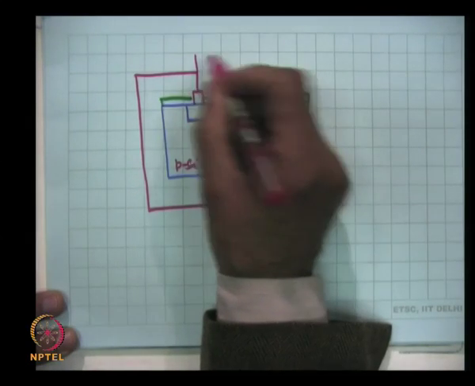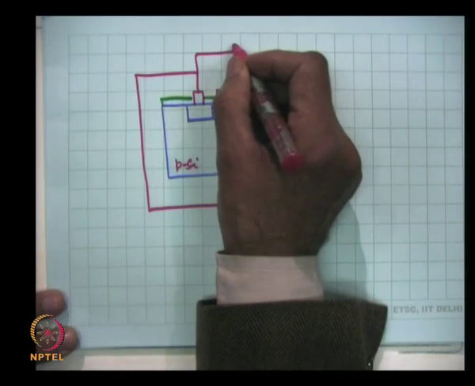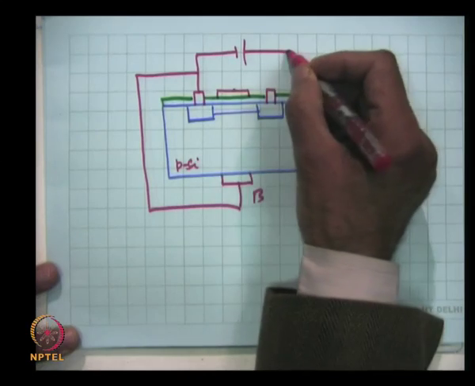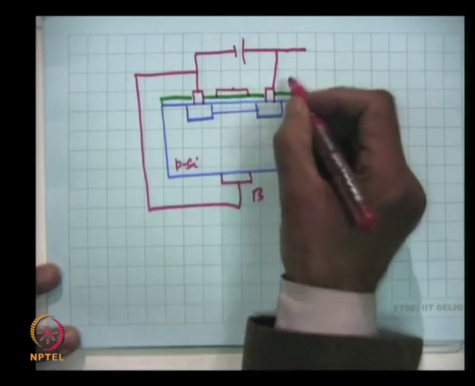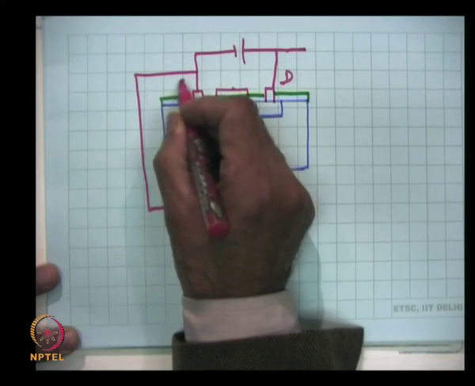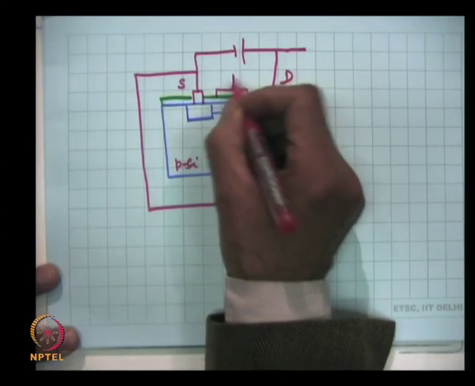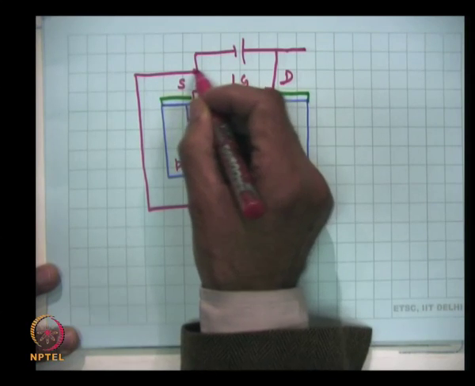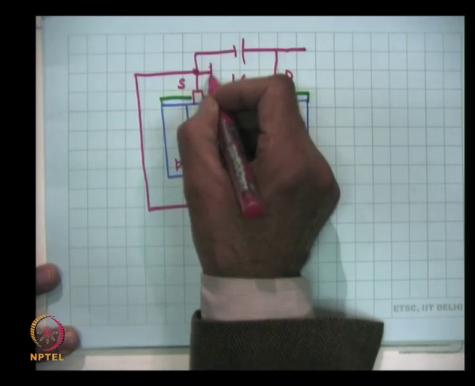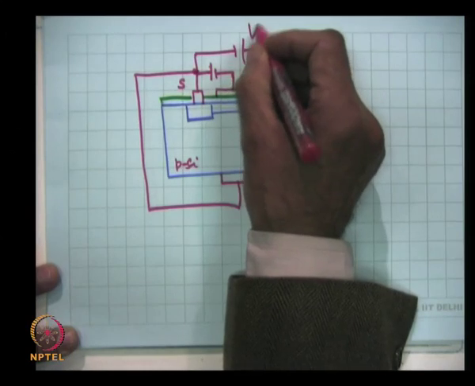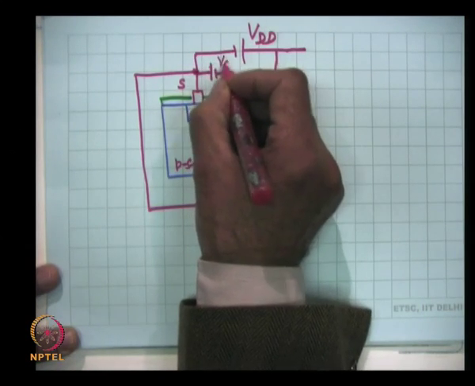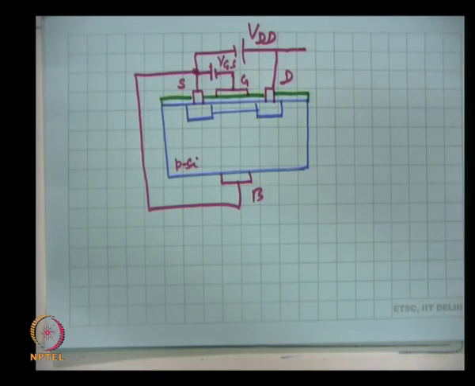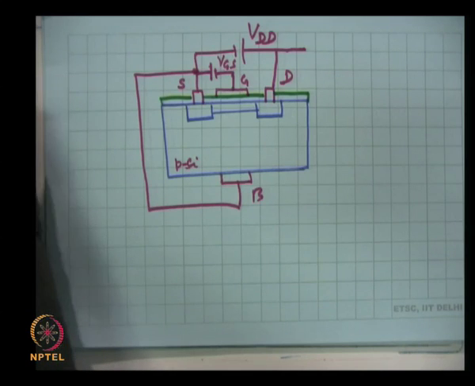And we apply a positive voltage here between drain, this is drain, this is source and this is gate, and we apply to the gate. For example, we start with a negative voltage, this is VDD and this is VGS. Now, let us see how the channel is N type.